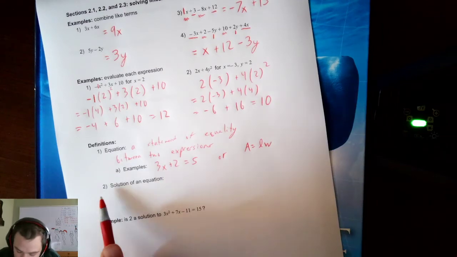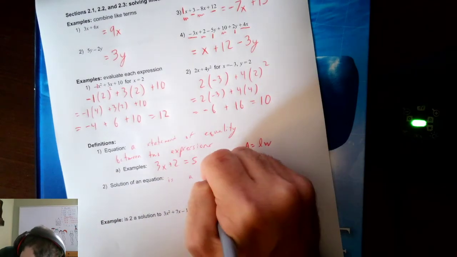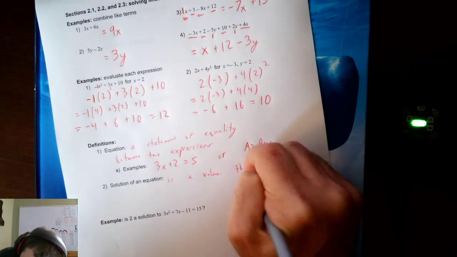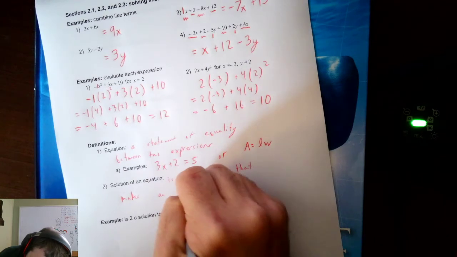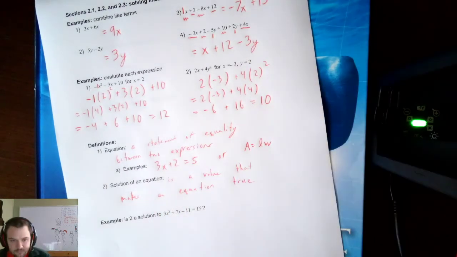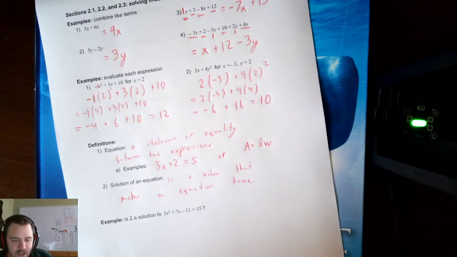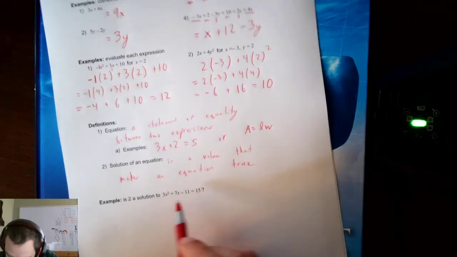Now, a solution of an equation is a value that makes an equation true. It's a value that makes an equation true. That's a solution of an equation. And we can check if something is a solution by plugging it in and seeing if the left side equals the right side. Let's look.